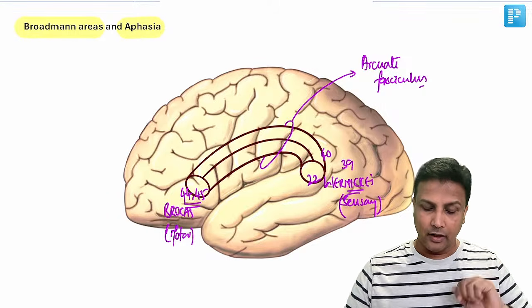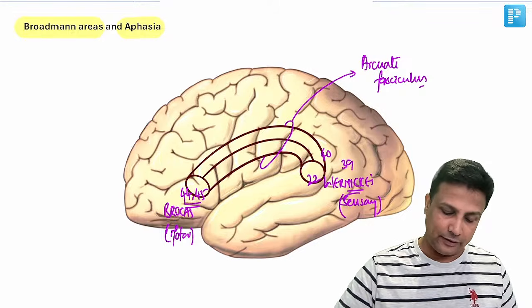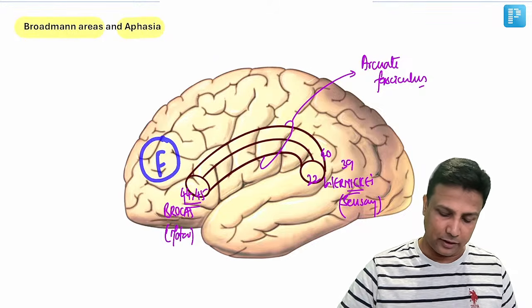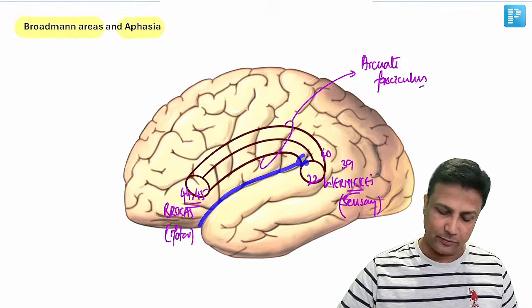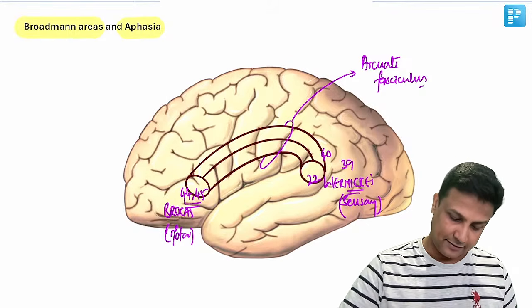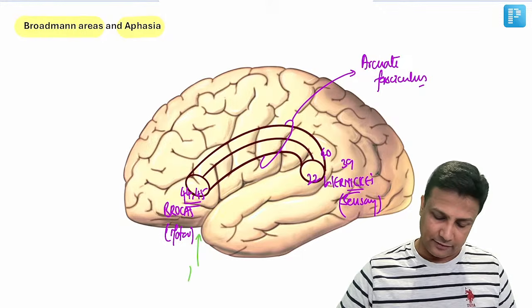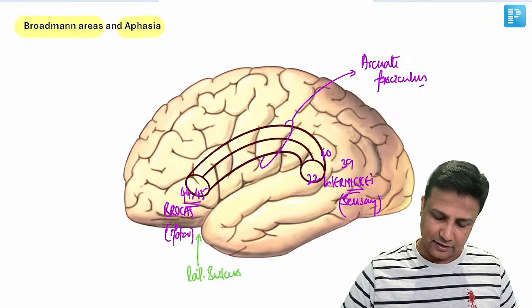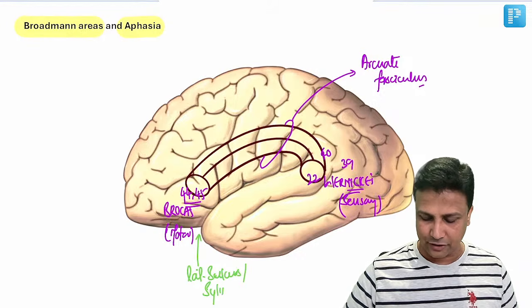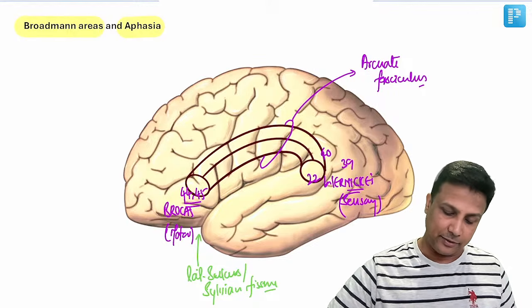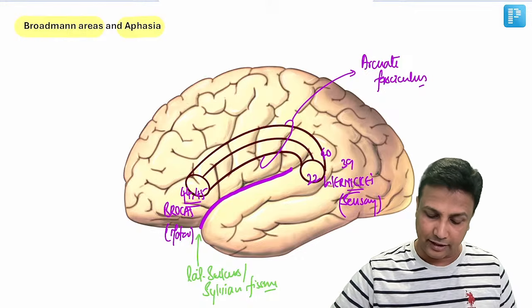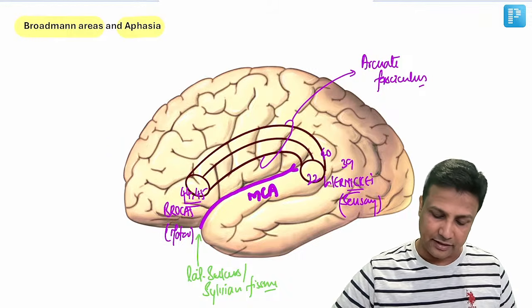Fine. Now, one more important MCQ here. We know very well this will be the frontal lobe, and this is the temporal lobe. Between these two, the sulcus that you are able to appreciate here will be the lateral sulcus, or else this sulcus is also referred to as Sylvian fissure. Now, in this sulcus, there will be an artery passing, and that artery will be the MCA, that is middle cerebral artery.